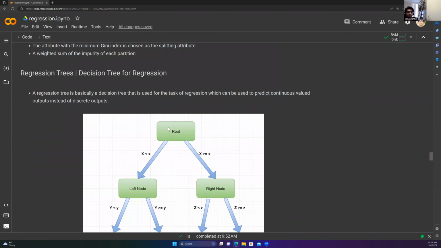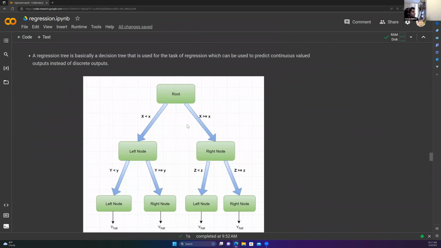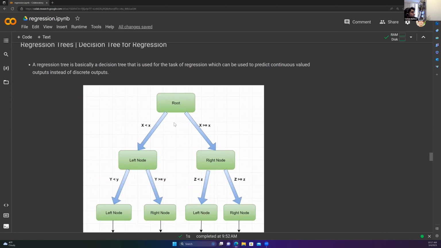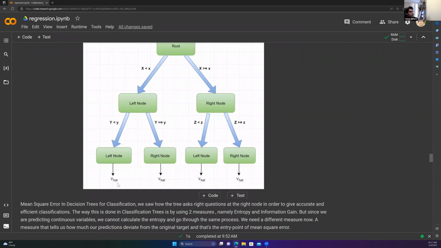But does that make sense? Is everyone on board with what's going on? So again, we go with the root node, we have these child nodes, we have these decision rules, and eventually we want to get to this Y hat that I talked about, the actual prediction, basically the predicted labels.